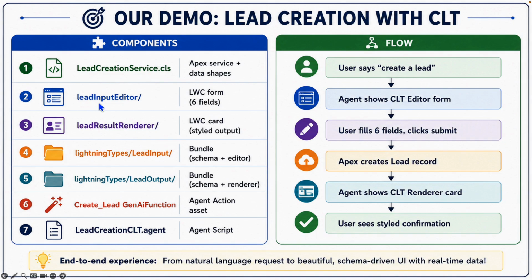Then I will be building the lightning web component which is responsible to take the input, and another lightning web component which is responsible to display the output. I will be building the 2 lightning types for the lead input as well as for the lead output. One additional point is that you also have to build the Agentforce action asset. Although you are doing it using the agent script, for the CLT it is mandatory today that you create the Gen AI function. So this is the additional component that we have to build. And finally, we will be building our agent, which is doing all this orchestration. I will show you step by step how you can build this particular CLT component and get it rendered with the help of the agent script.